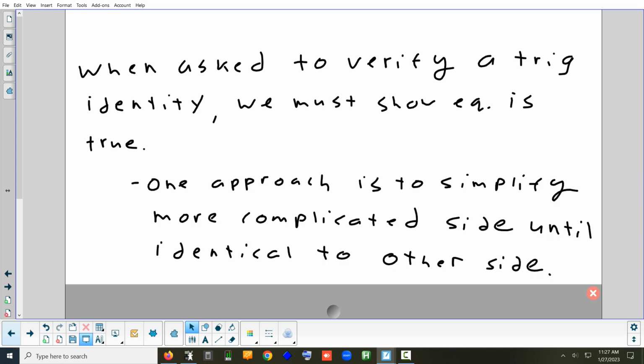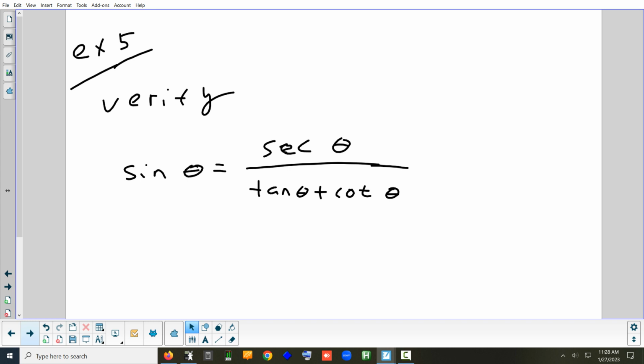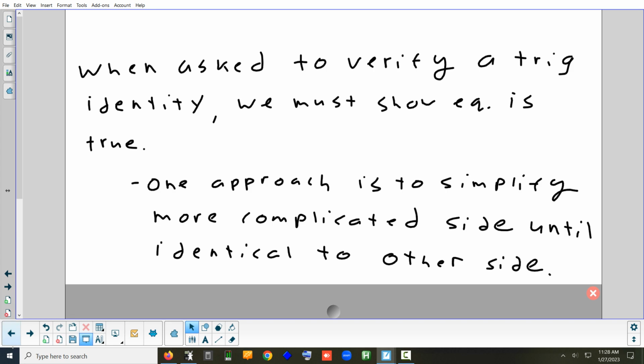So the approach that we're usually going to use when we have to verify an identity is to start with the side that's more complicated and do what you can to simplify it. Don't do it in reverse. Don't take something that looks simple and try to do stuff to it to make it more complicated. That's going to be confusing. So start with the more complicated side and turn it into the simpler side. If you can't tell which side is more complicated quickly, then it probably doesn't matter which side you start with.